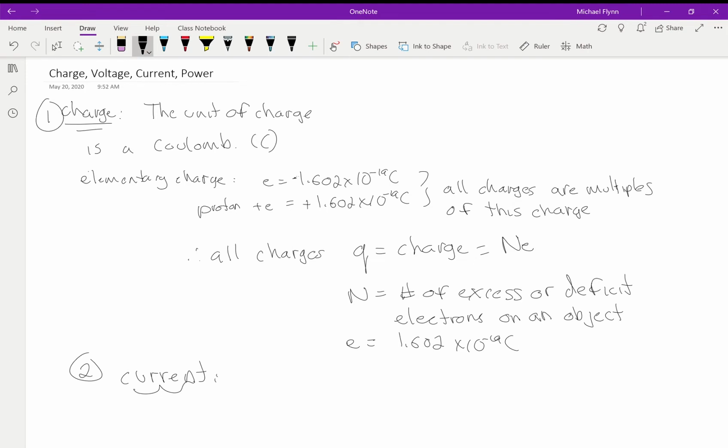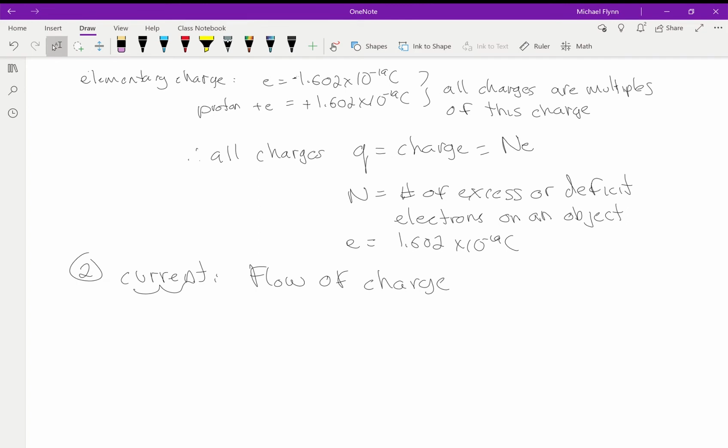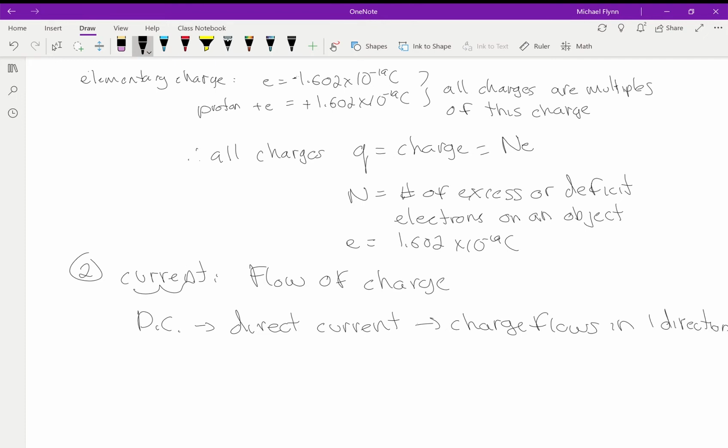Current, really cool, is the flow of charge. Just like current in a river is the flow of water, current for electricity is the flow of charge. Okay? And there are 2 kinds of current. There's DC, which is short for direct current, where the charge flows in one direction only. Okay? AC stands for not air conditioning, but alternating current.